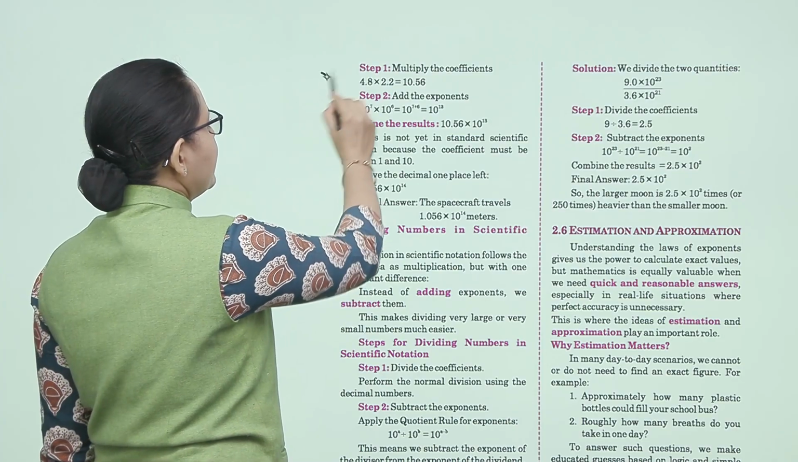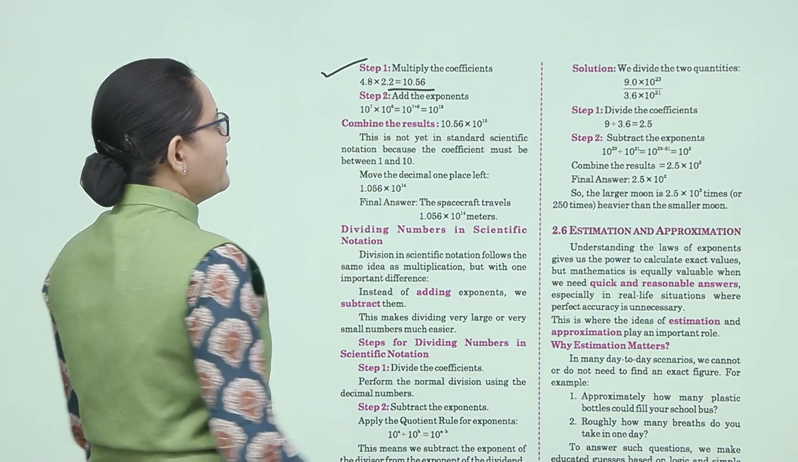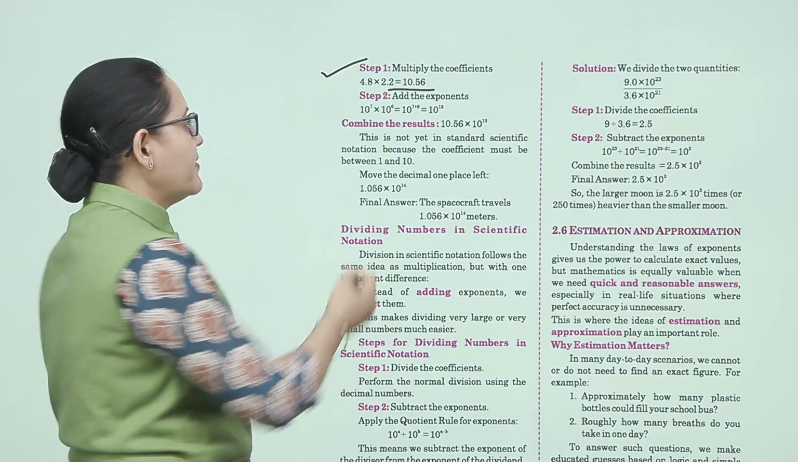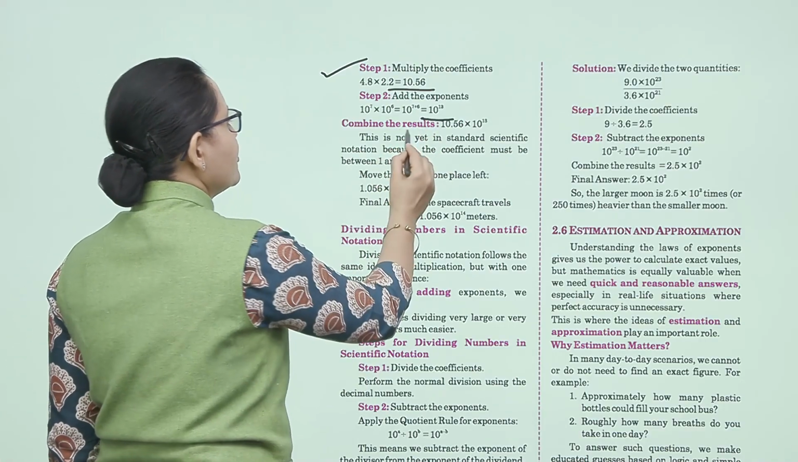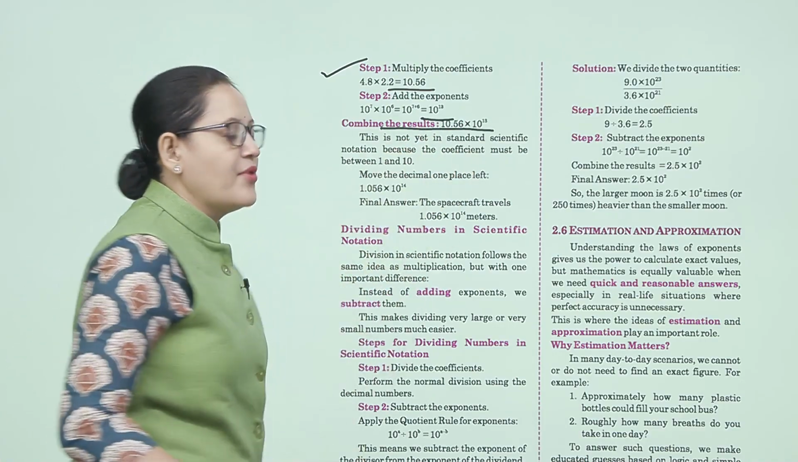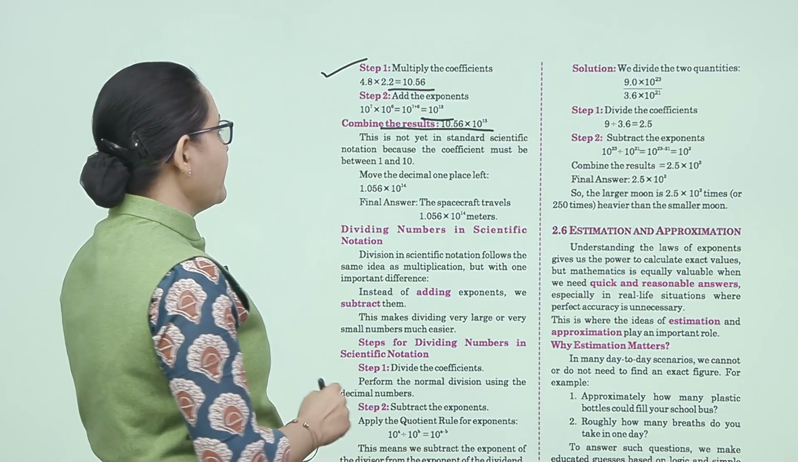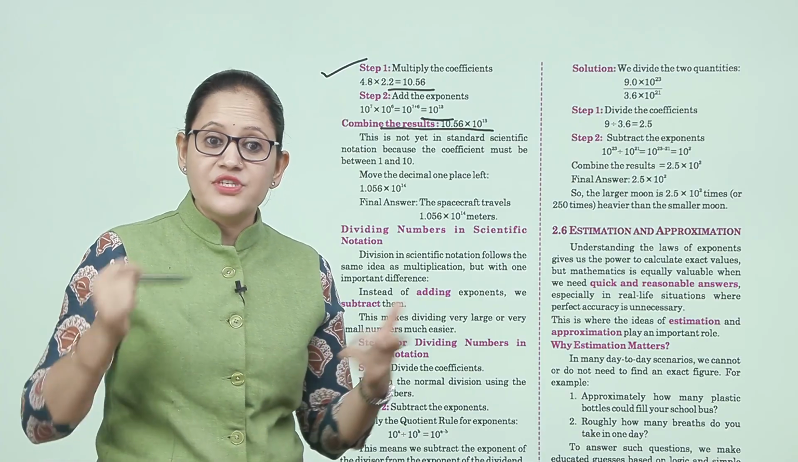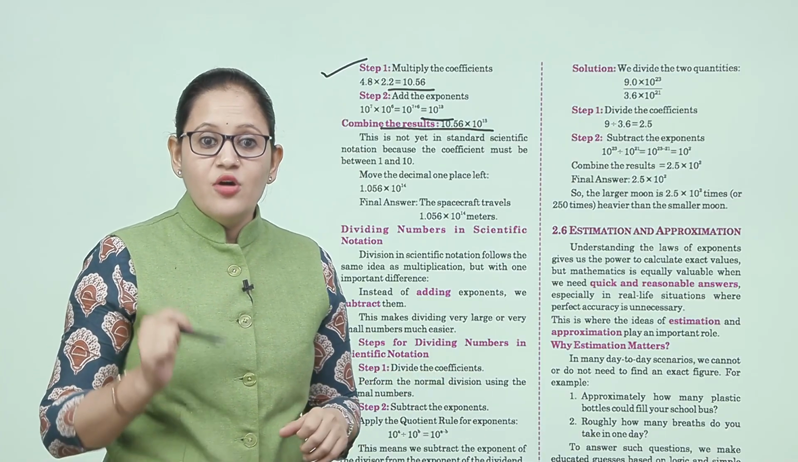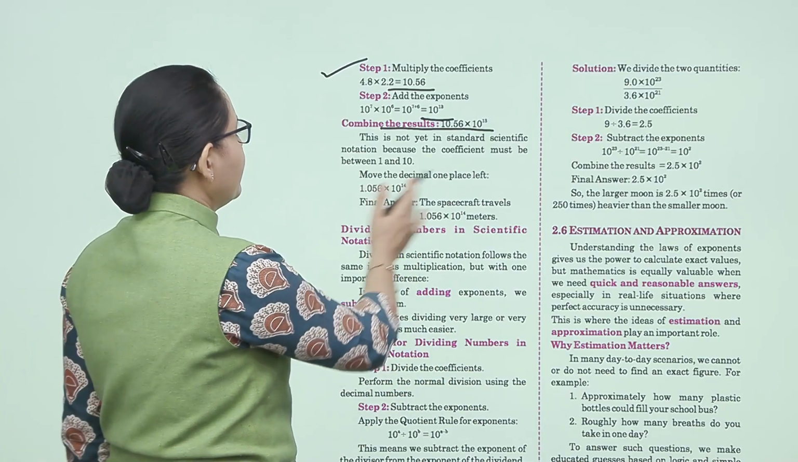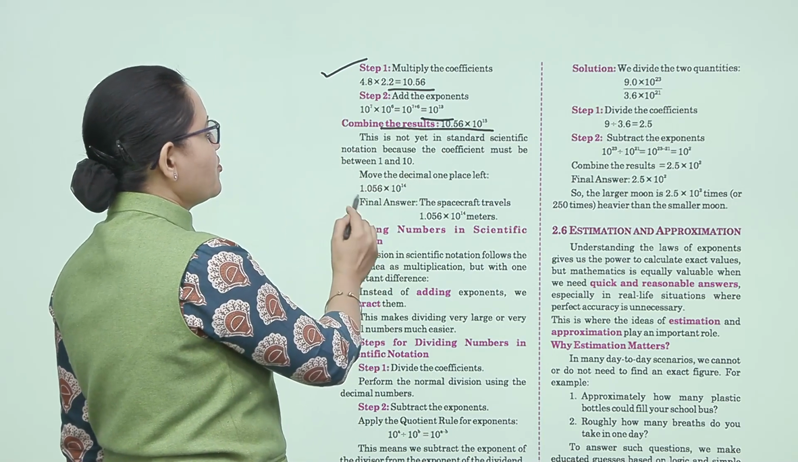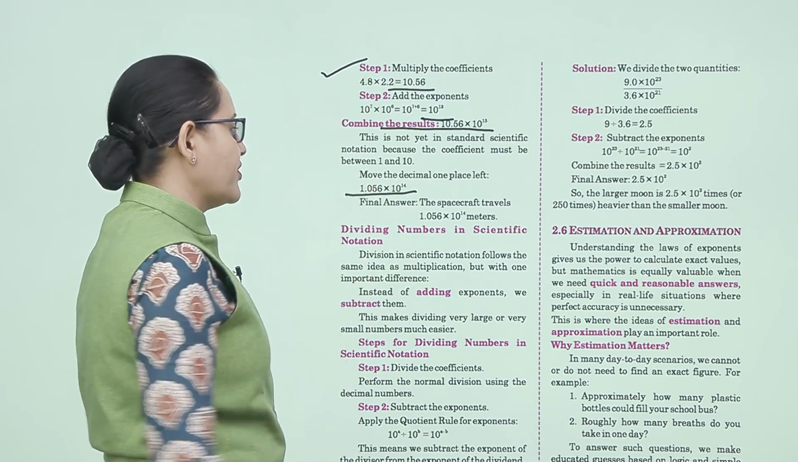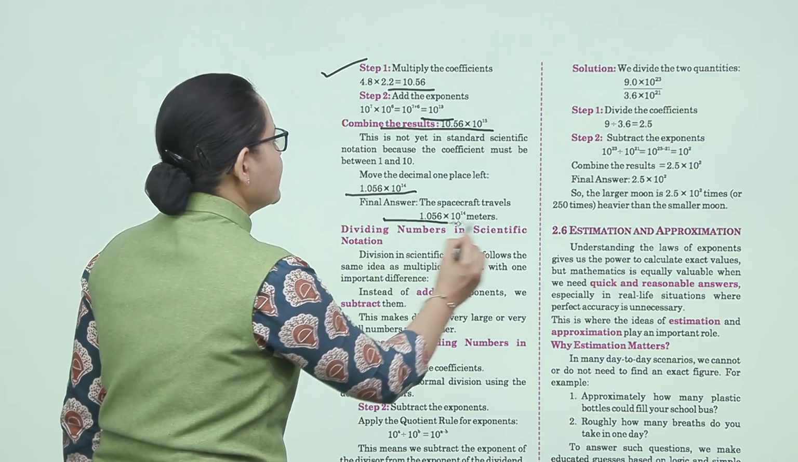So, first we multiply the coefficients, that equals 10.56, then we add the powers, that equals 10 to the power 13. Combining the result, 10.56 into 10 to the power 13. This is not yet standard scientific notation because the coefficient must be between 1 and 10. Move the decimal point one place left. So that equals 1.056 into 10 to the power 14. So, the final answer is this.